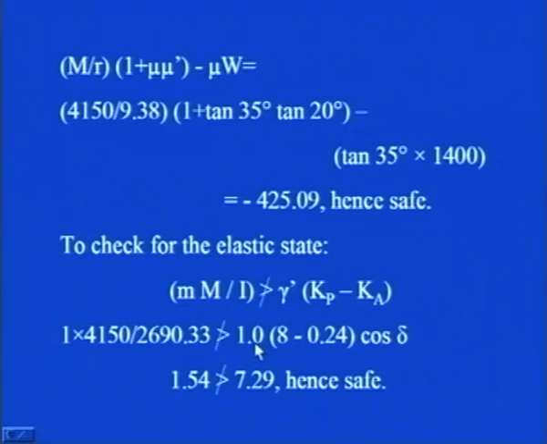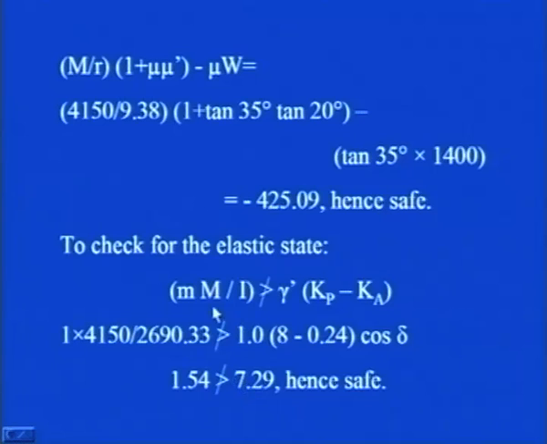Gamma prime is the submerged unit weight. The saturated unit weight of the sand is given to be 2, and if you consider the unit weight of water to be 1 ton per meter cube, the submerged unit weight γ' will become equal to 2 minus 1, which is 1 ton per meter cube. So, that is what we have taken here. Then corresponding to this φ equal to 35 degree, using Coulomb's theory, the values of Kp and Ka can be obtained, which have been written like this here. So, this value worked out to be 1.54 and this value worked out to be 7.29.